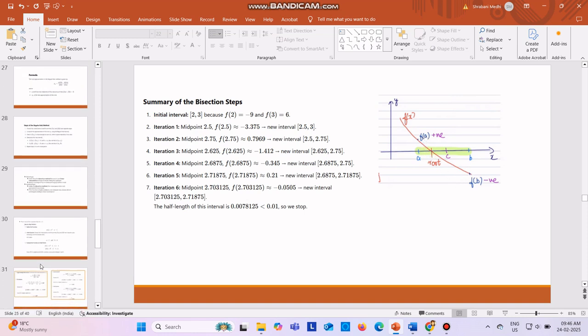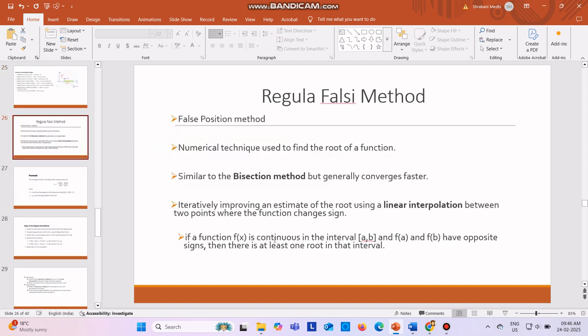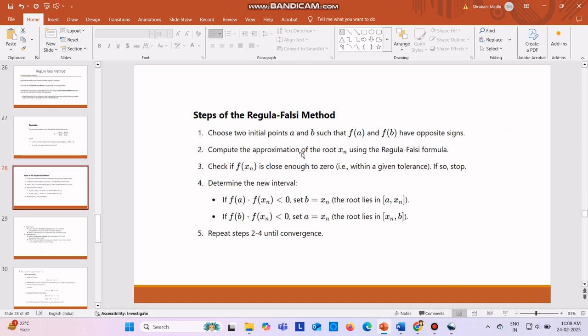That is what is given here in the Regula Falsi method by this line. These are the steps of the Regula Falsi method. First, we choose two initial points a and b such that f of a and f of b have opposite signs. That is, the value we obtain when we put a in the function and the value for b should have opposite signs. I have already told you why: it means there will be a root between the points a and b.